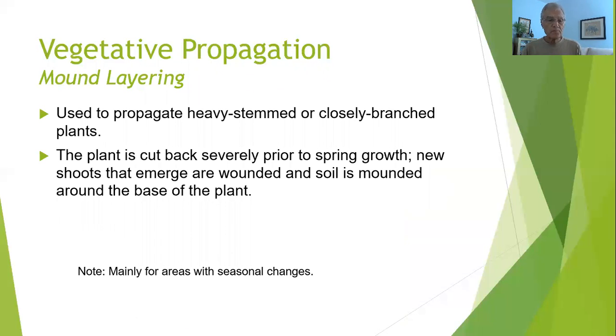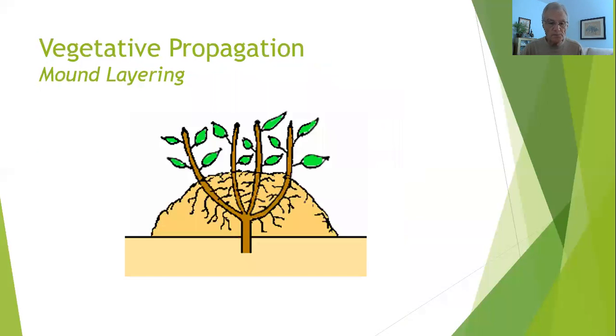Mound layering is used to propagate heavy stemmed or closely branched plants, and as the note says, mainly for areas where seasonal changes take place. The plant is cut back severely prior to spring growth. New shoots that emerge are wounded, and soil is mounded around the base of the plant. So here's a picture of mound layering. You can see that the plant had 4 stems. Each one was wounded, and a pile of soil placed around the stems. And eventually the adventitious roots developed.